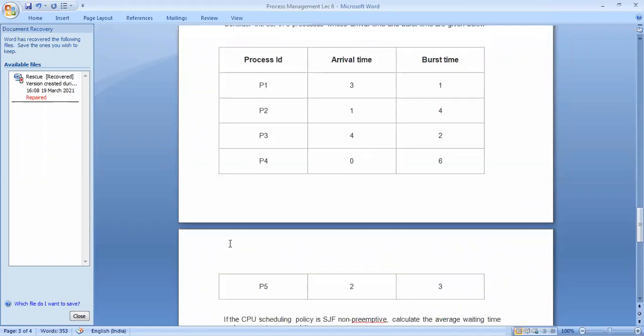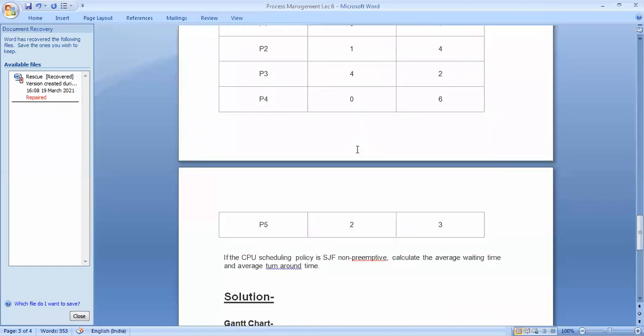First of all, you check which process arrives at zero millisecond, which process is ready or in the ready queue. P4.